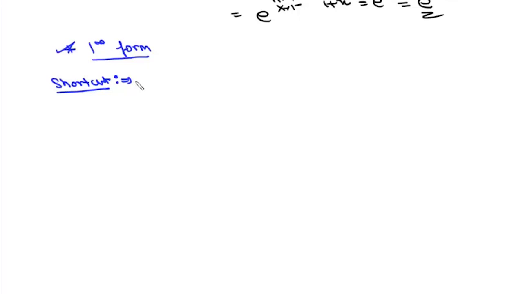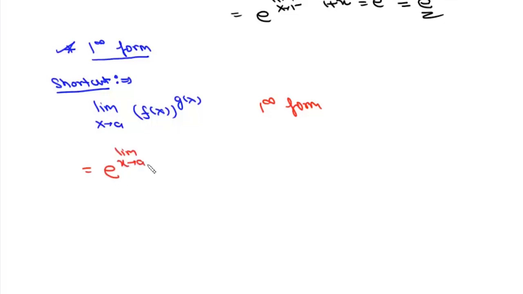Now the shortcut for 1 to the power infinite form is, if we have this limit x tends to a f(x) to the power g(x), and it is 1 to the power infinite form, then we can simply write this as e to the power this limit x tends to a, and then we write g(x) into f(x) minus 1. So all we need to do is write this as e to the power this limit x tends to a g(x) into (f(x) minus 1).